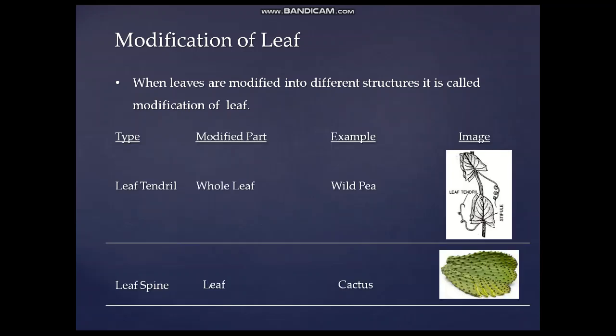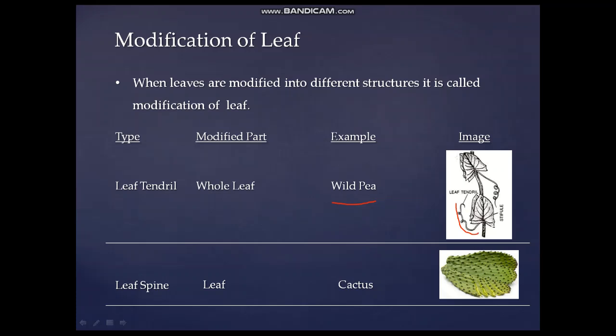In our NCERT, a few examples are given regarding its modifications. The first one is the leaf tendril. The function of the tendril is that it helps in climbing of the plant. Here the whole leaf gets modified into the leaf tendril. Example is wild pea. Now look at the diagram of this tendril. Yes, this coiled part is the tendril.